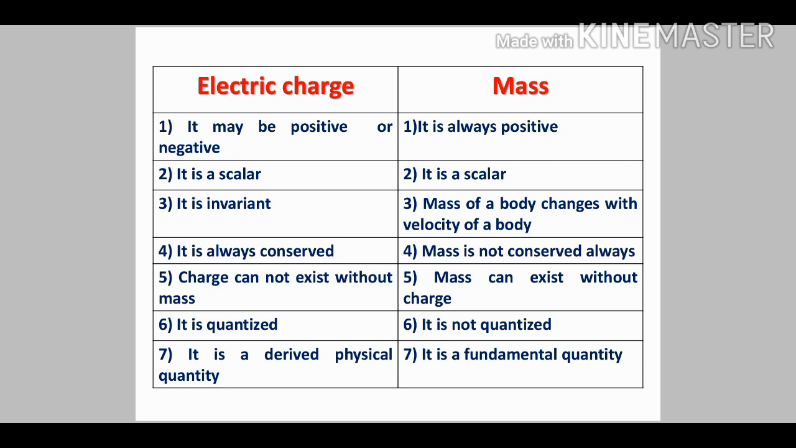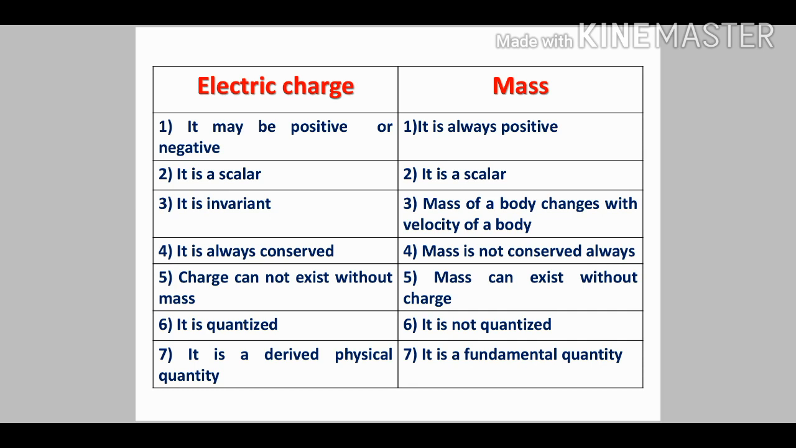Now we'll see the differences between electric charge and mass. Electric charge may be positive or negative, but mass is always positive. Second point, electric charge is a scalar quantity, and mass is also a scalar quantity. Electric charge is invariant, whether the charged body is at rest or in motion, charge on that body is always constant. So it doesn't change with the speed of the body. Mass of a body changes with velocity of the body. Electric charge is always conserved, but mass is not always conserved.